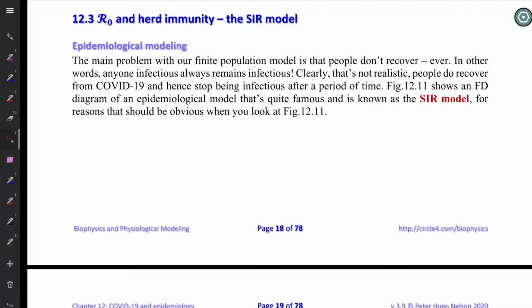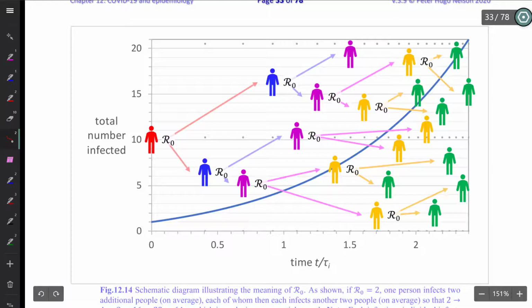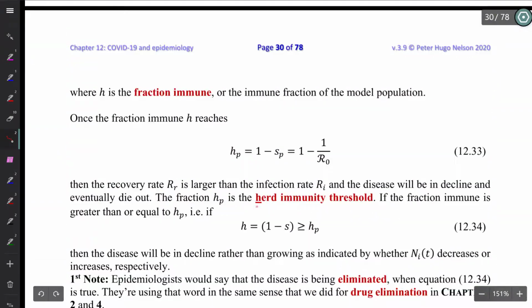Section 3 introduces the SIR model, and it's the same as the previous models except that we've now added a third box for people who can recover. And so now there's a recovery rate constant, and it's multiplied by the number infectious, and that gives the rate at which people recover. The SIR model is both the origin of the basic reproduction number R0, which tells you how frequently people infect others, and the concept of herd immunity.